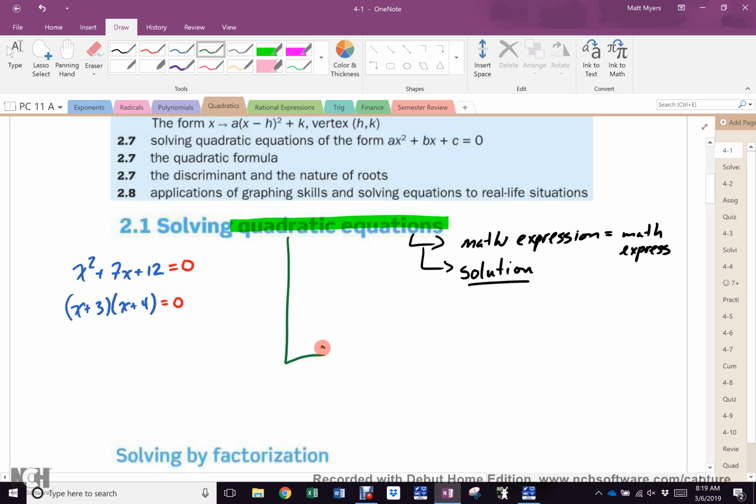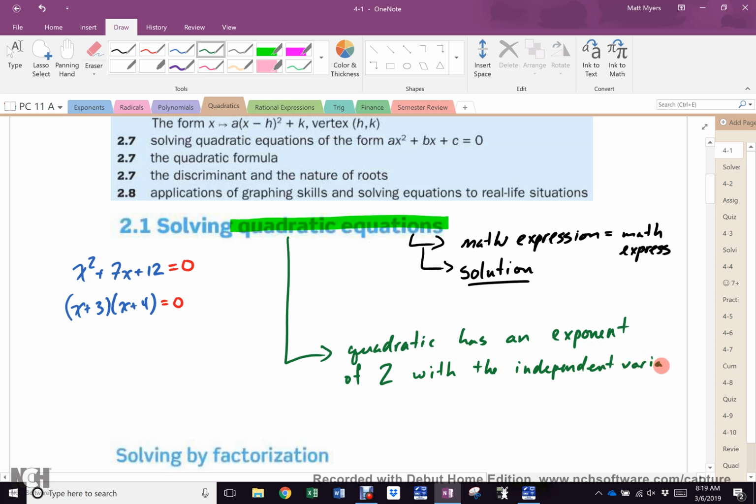But there's two words here. Quadratics. A quadratic has an exponent of 2 with the independent variable. Now, it's math class, right? So while I am teaching you this, I'm going to be using x's and y's, like always. Which of those is the independent variable? You got a 50-50 shot. Someone take a guess. Jack?